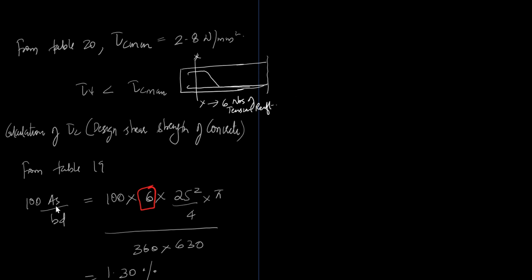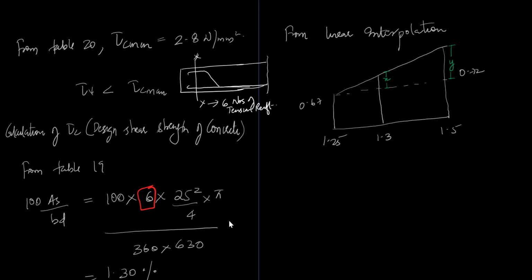So 100 As by bd, the code has suggested, As means the area of tension reinforcement at the section considered. At the section considered, there are only 6 numbers of 25 mm bar. So 100 As by bd is 100 into 6 into 25 square by 4 into pi divided by 360 into d, that is 630. I will get it as 1.3 percent. That is from linear interpolation: for 1.25 it is 0.67 and for 1.5 it is 0.72.